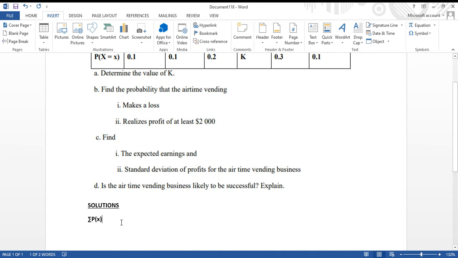Correct. So when I added the known numbers, it gave me k plus 0.8, which is equal to 1. Then k is equal to 1 minus 0.8, which is equal to 0.2. Yes, 1 minus 0.8 gives you 0.2. All right, so that is correct. Are we all okay with that?